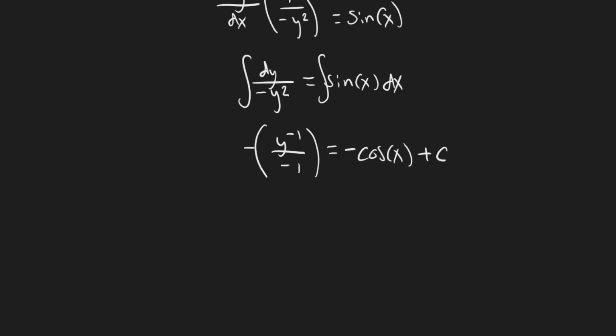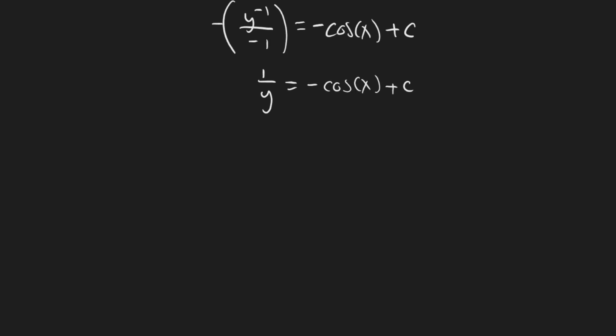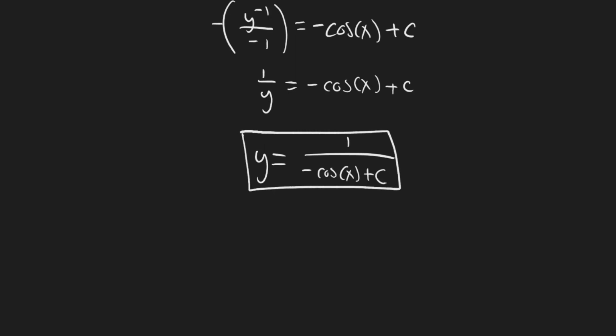All right, so now we just simplify and solve for y. So these negatives cancel, and we can rewrite y to the negative 1 as 1 over y, and that still equals negative cosine of x plus c. And so to solve for y here, we can just take 1 over the entire equation. So we can do 1 over y, which just equals y, pardon. And that equals 1 over the entire right side. So 1 over negative cosine of x plus c, like that. And so that is the final answer.